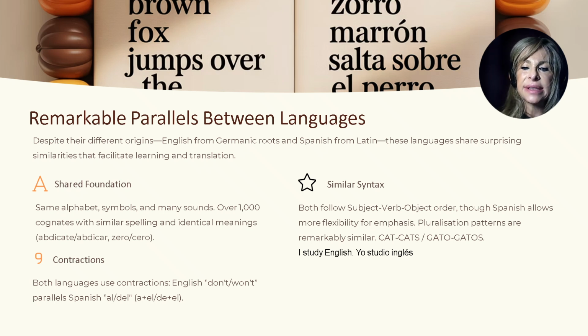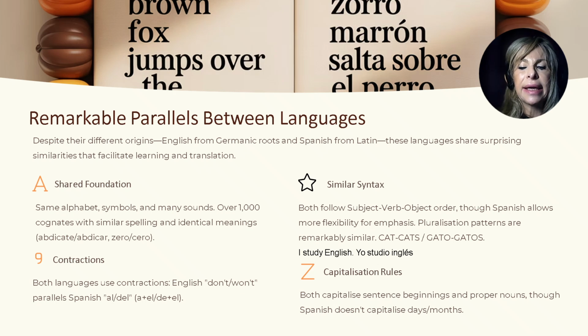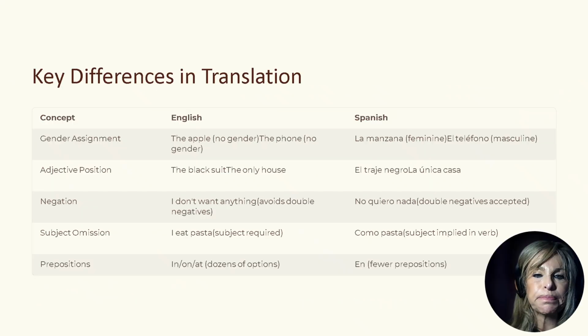Similar syntax, both follow subject-verb-object order, though Spanish allows more flexibility for emphasis. Pluralization patterns are remarkably similar, like cut, cuts; gato, gatos. I study English, you study English. Capitalization rules. Both capitalize sentence beginnings and proper nouns, though English doesn't capitalize days and months.